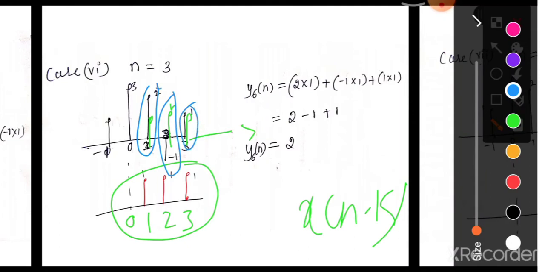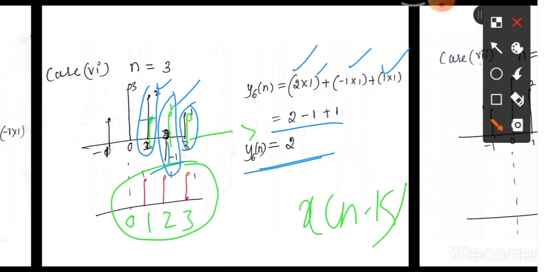First signal is 2 into 1, plus second signal is 1 into minus 1, because this signal has a magnitude of minus 1, and which signal is overlapping is plus 1. So minus 1 into 1, and third signal is both the magnitudes are plus 1. So value will be simplified. You get y6 of n equal to 2. Okay. Next, let's increase n is equal to 4.